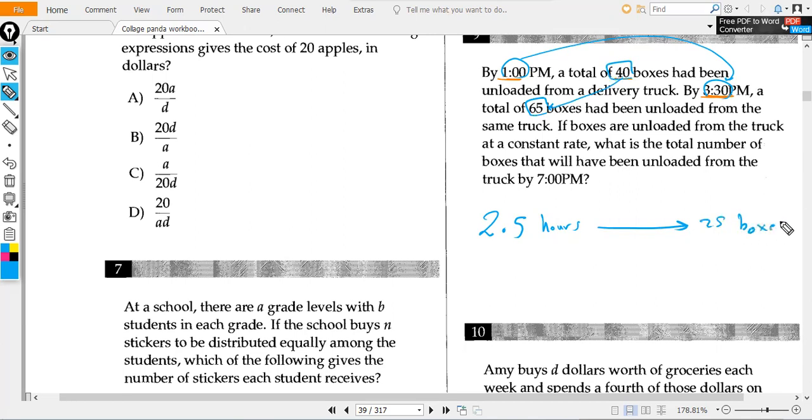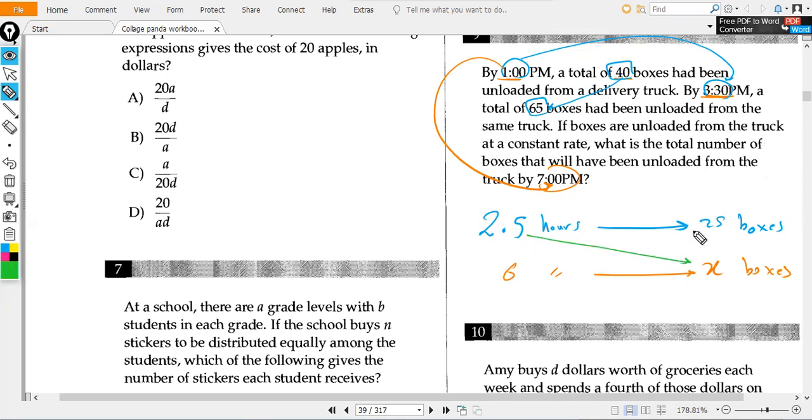25 boxes. So 2.5 hours, 25 boxes. Now we need to find at 7 p.m. So from 1 to 7, how many hours here? 6 hours. How many boxes will be unloaded?